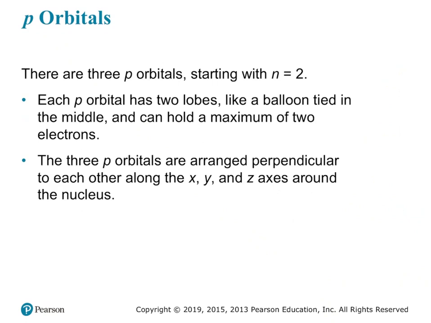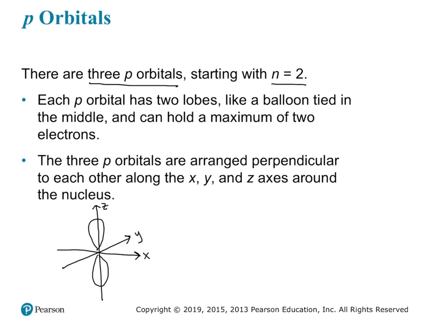Now on to p orbitals. So remember we said that there were 3 p orbitals, and the p orbitals start in energy level 2. So p orbitals are very strange looking. They kind of look like figure eights. And if we were to draw our x, y, and z axes, we would find that the 3 different p orbitals lie along different axes. So this would be labeled our pz orbital.